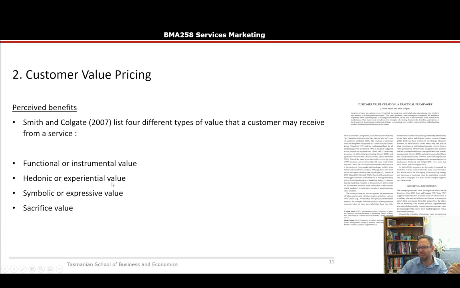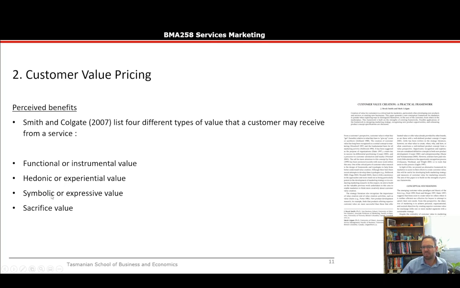Hedonic or experiential value is the fun I get out of it. So sometimes if I buy a nail gun, nail guns can be much fun if you've ever used one before, and it looks good and it's just enjoyable to use, right? The experience of using that nail gun is very good.